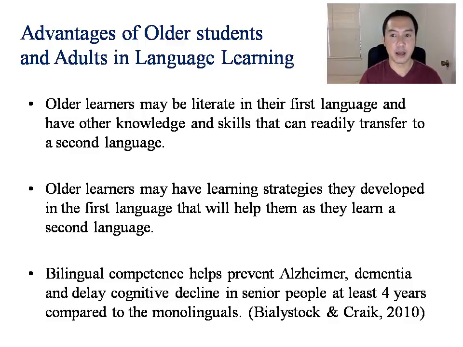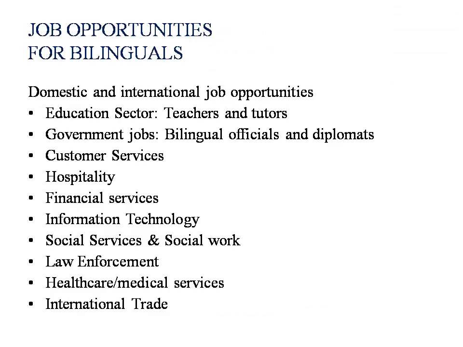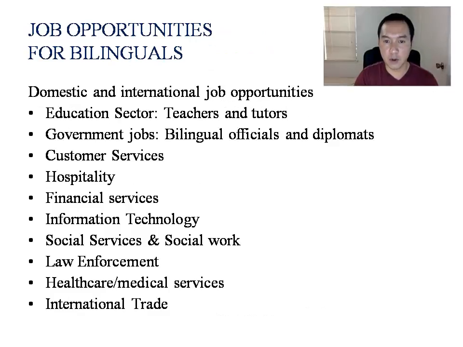Bilingual competence helps prevent Alzheimer's, dementia, and delays cognitive decline in senior people by at least 4 years compared to monolinguals. Of course, for those who are bilingual, they will have better job opportunities.